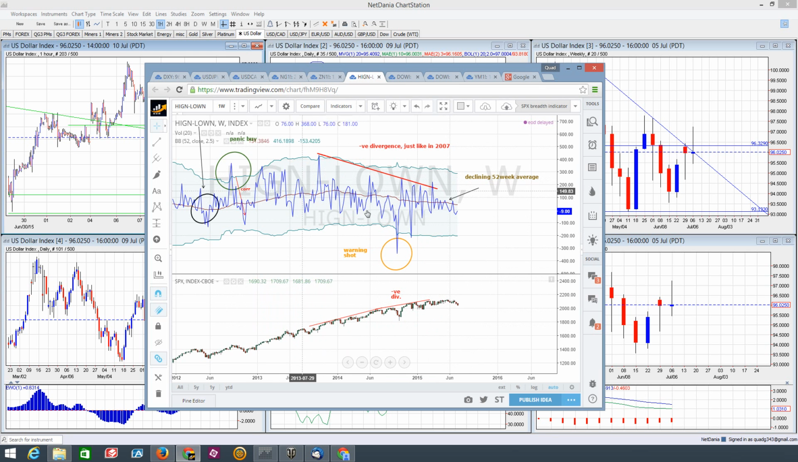This particular indicator, the blue, is the number of new 52-week highs versus new 52-week lows. As you can see, with a declining trend in that blue trend line, you're seeing more and more stocks with new 52-week lows compared to new 52-week highs. So overall breadth of the market is bearish, with more and more stocks developing new 52-week lows.